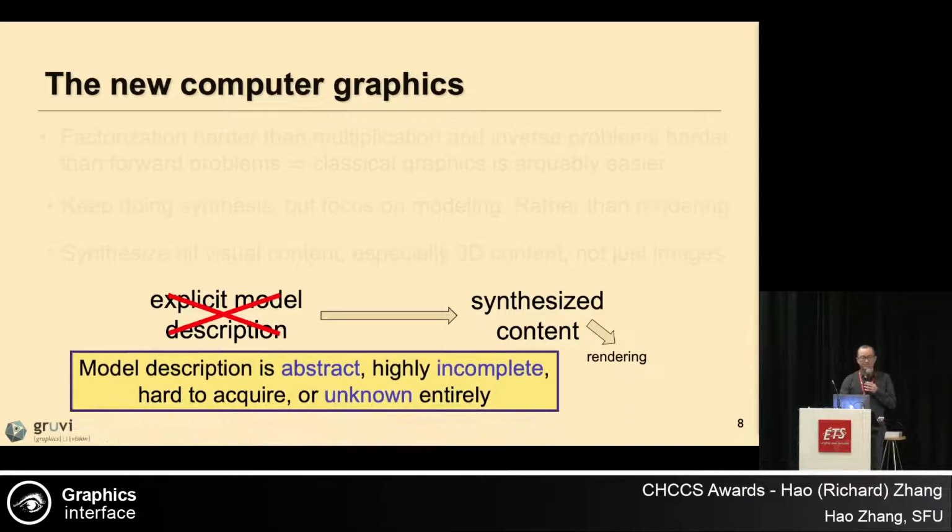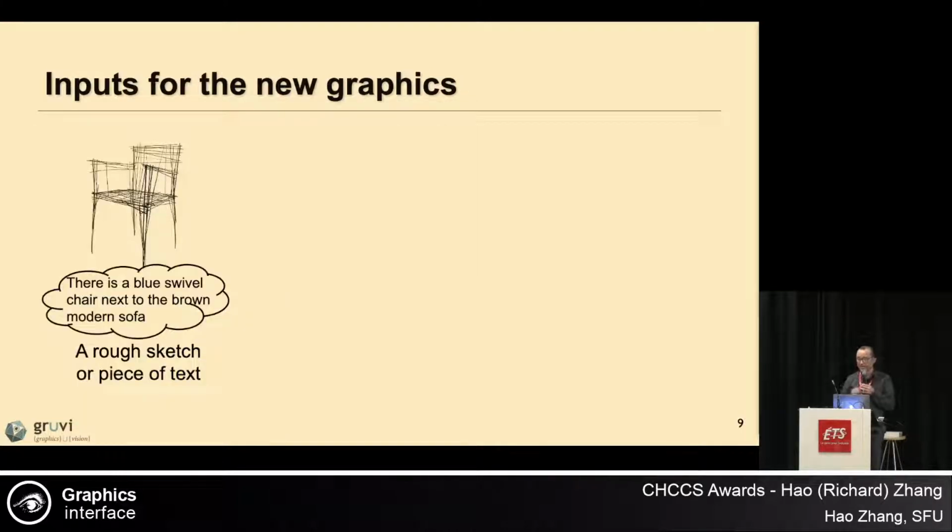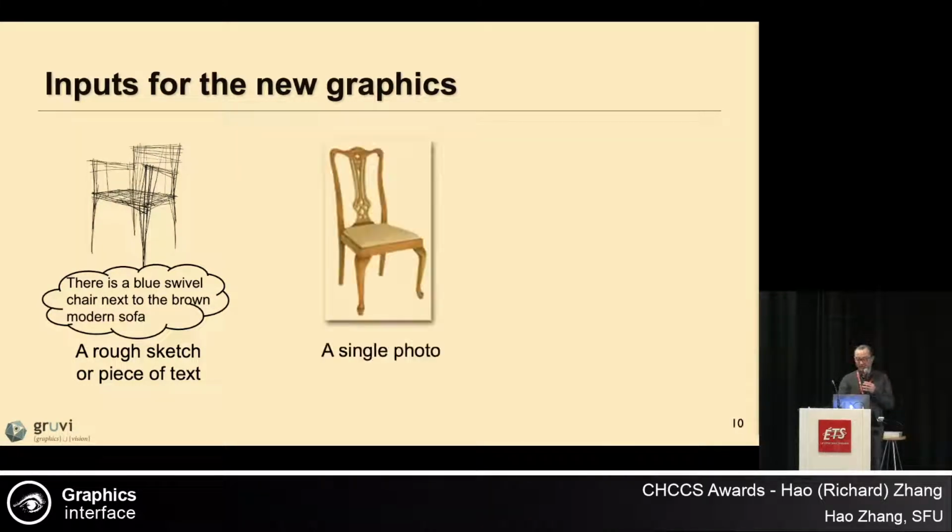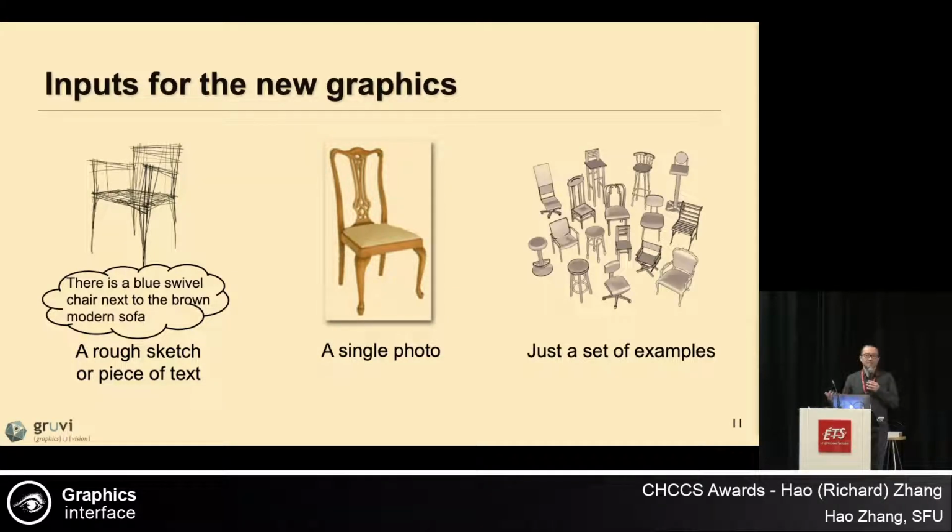So I'm going to scrap this explicit model description. I'm going to say the description can be abstract. It can be highly incomplete, hard to acquire, even completely unknown. Here are some examples. You've seen such inputs in works nowadays already. Input could just be a piece of text, a hand drawing, a single photograph, or just a set of examples. I say, please look at these chairs, generate more chairs like those.